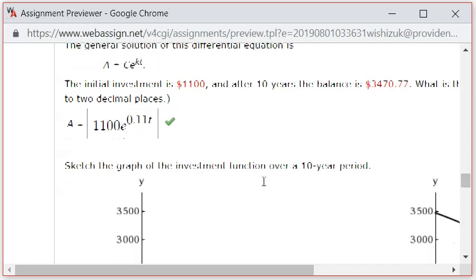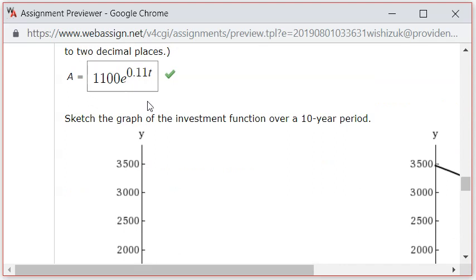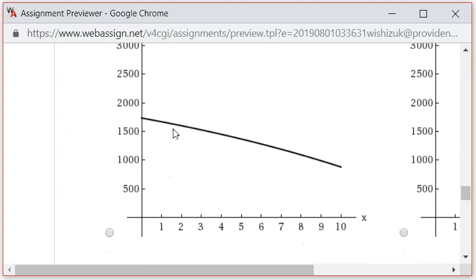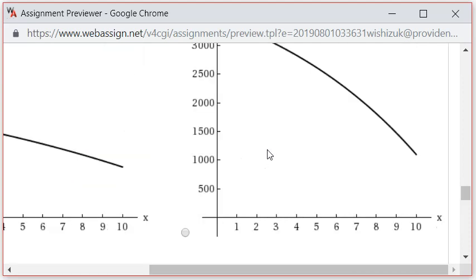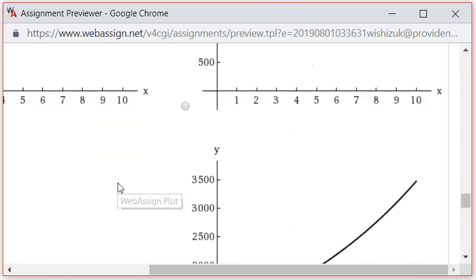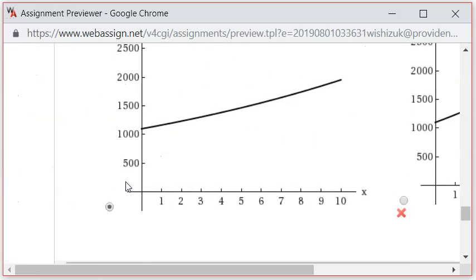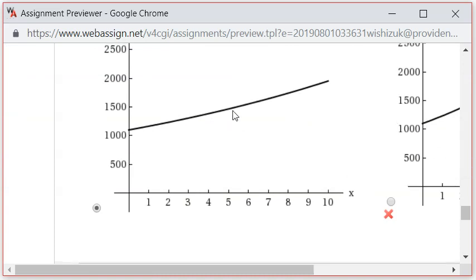Now let's look for the correct picture. When t = 0, it has to hit 1100. You can see that this one doesn't hit 1100, so it's not going to be it. And this one is way off. So it's going to be the third picture or the fourth picture.